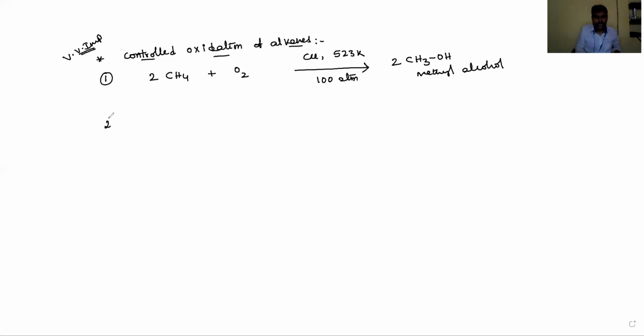Okay, and let's see the second controlled oxidation reaction, dear students. You have to take methane. That methane undergoes controlled oxidation in the presence of the catalyst molybdenum oxide, Mo2O3, and the product is formaldehyde. Formaldehyde is the product.